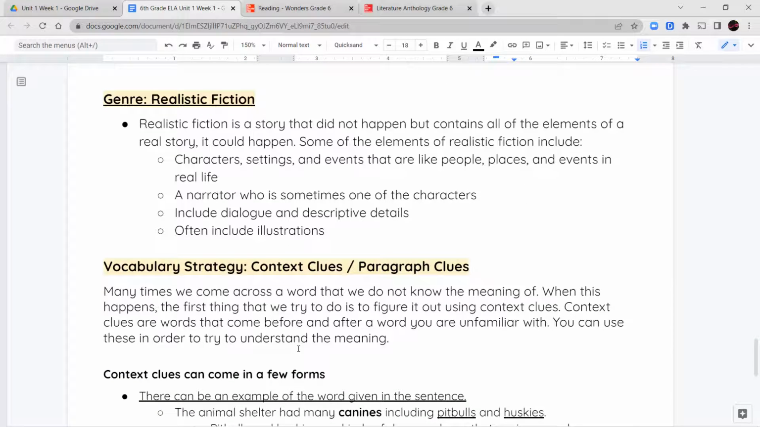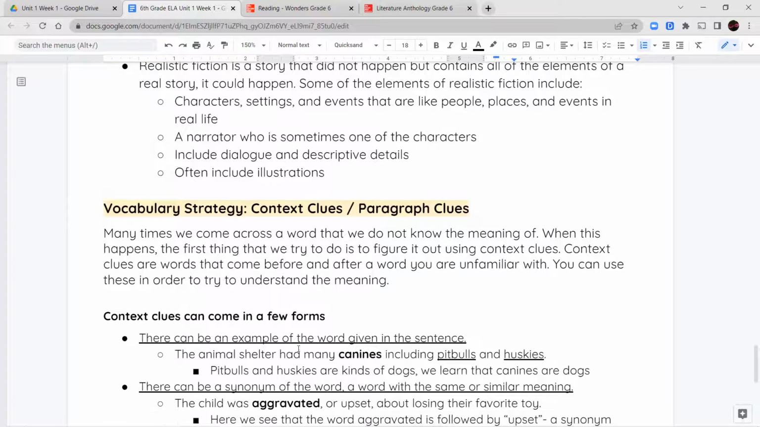The genre we're looking at is realistic fiction. So realistic fiction is a story that did not happen, but it contains all of the elements of a real story. So it could happen. Some of these elements include character, setting, and events that are like people, places, and events in real life. They have a narrator, and sometimes that narrator is one of the characters in the story. It'll include dialogue, descriptive details, and a lot of times it'll include illustrations.